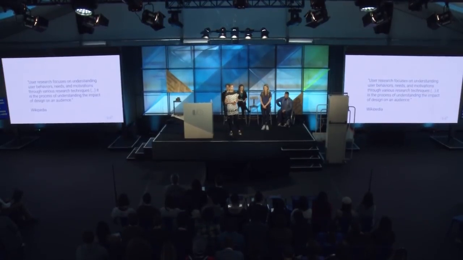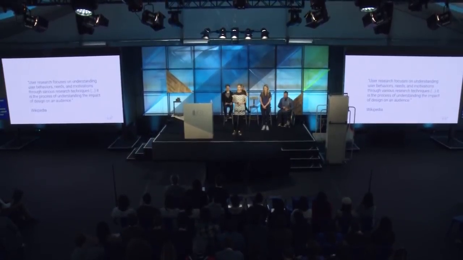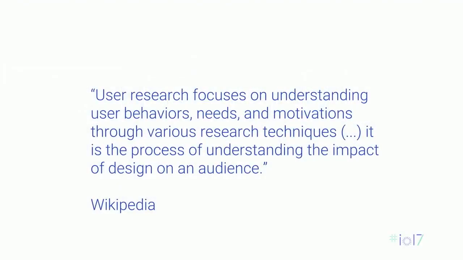Which brings us very close to the definition of actual and objective UX research, which really is all about changing your own perspective to that of your users to understand their needs, including all their accessibility needs. User research focuses on understanding user behaviors, needs, and motivations through various research techniques. It is the process of understanding the impact of design on an audience.